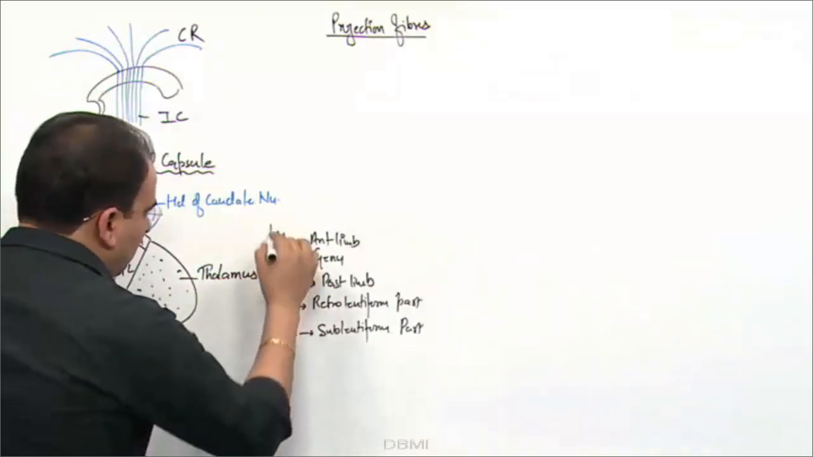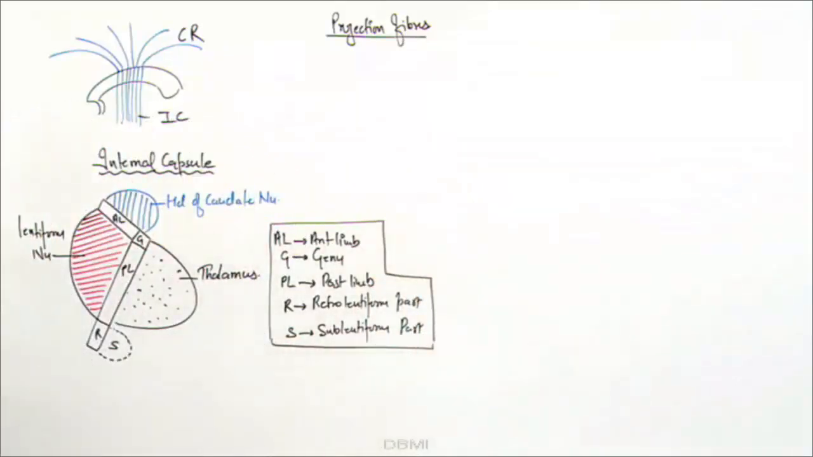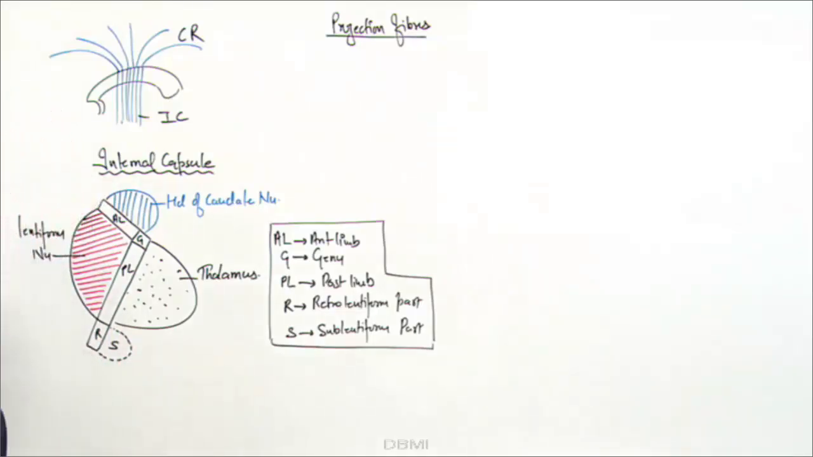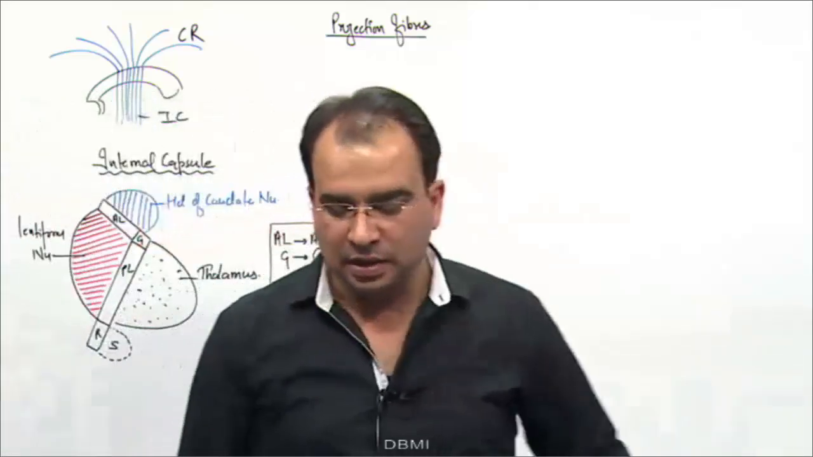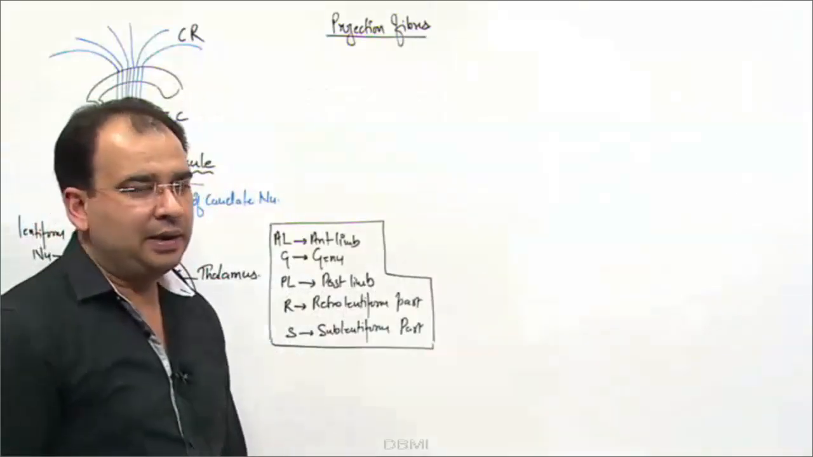So these are the parts of internal capsule. As you can see, the anterior limb is present between the caudate nucleus and lentiform, the posterior limb is present between lentiform and thalamus, retrolentiform part is behind the lentiform nucleus, and sublentiform is just for the reference here, although it is present deep to the lentiform nucleus, which we can't see here. The question is, what are the tracts which are going through the internal capsule? The tracts which are going through internal capsule are ascending and descending tracts.